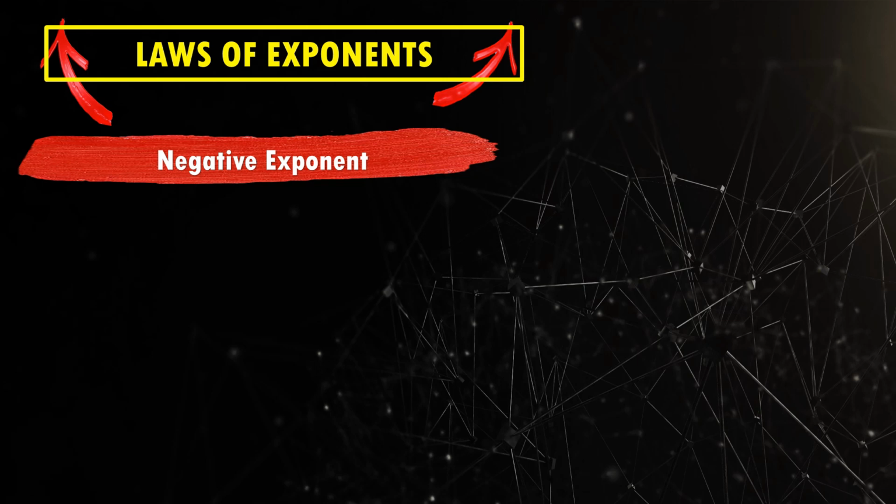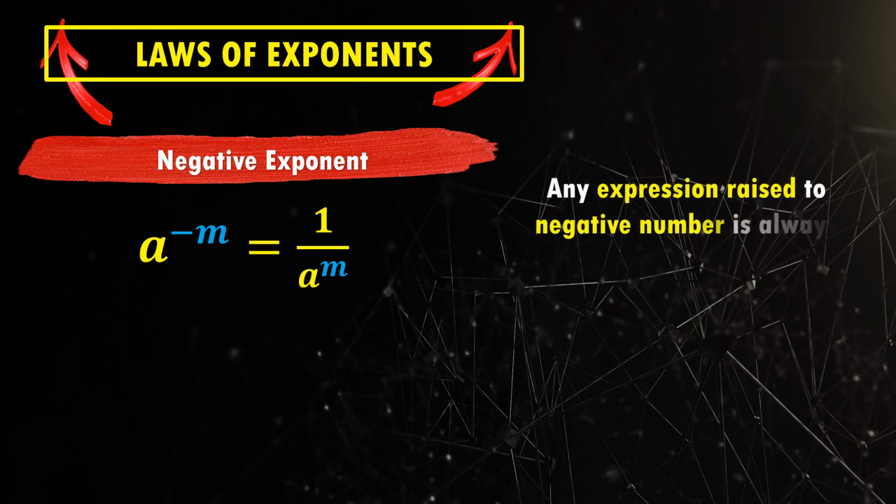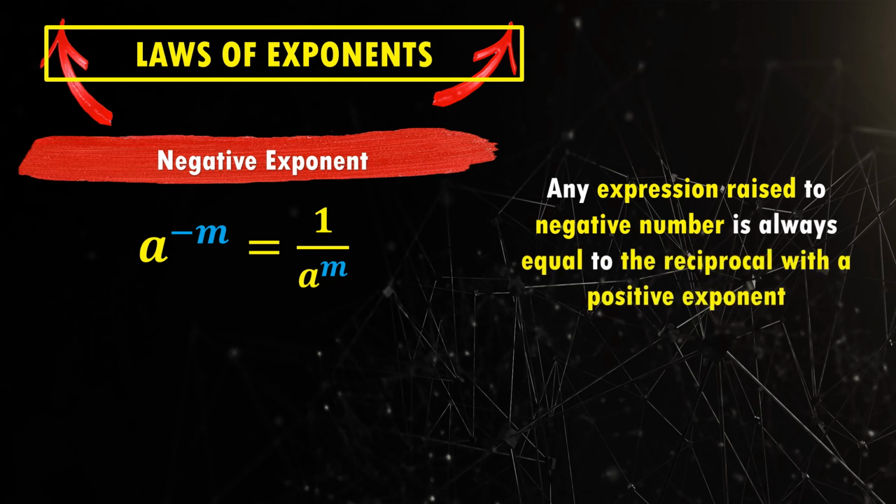So, we have also the negative exponent. Like for example, we have a raised to negative m is equal to 1 over a raised to m. So, any expression raised to a negative number is always equal to the reciprocal with the positive exponent. Kapag may nakita kayong exponent na negative, it is always a reciprocal with a positive exponent. So, magkakaroon siya ng numerator na 1, and then ang magiging denominator nyo is having a positive exponent, which is si a raised to m.